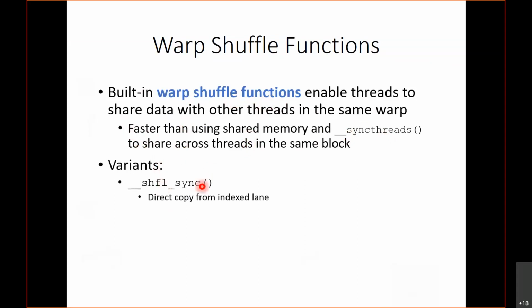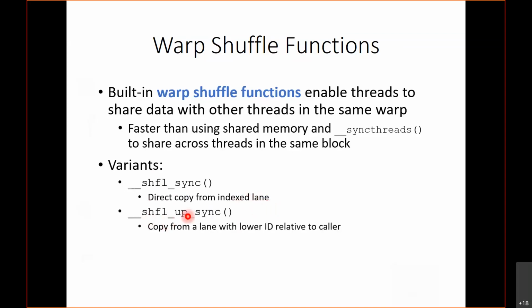There's shuffle sync, and what shuffle sync does is that it copies data from a specific lane. I'm going to use lane here to refer to one of the threads in the warp. So if a warp has 32 threads that execute in SIMD, we can refer to each of these threads in the warp as a lane in the warp. You can think of it as a lane in our SIMD or vector unit. So we can copy directly from one lane to another lane. In other words, from one thread in the warp to another thread in the warp.